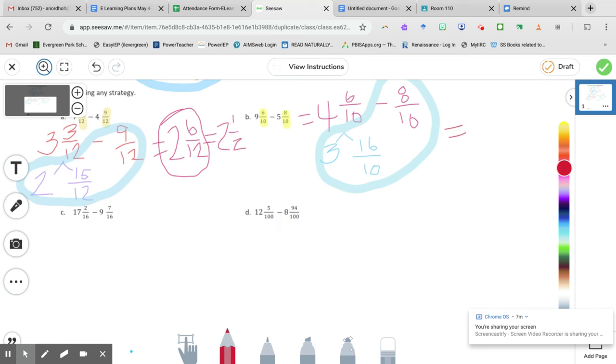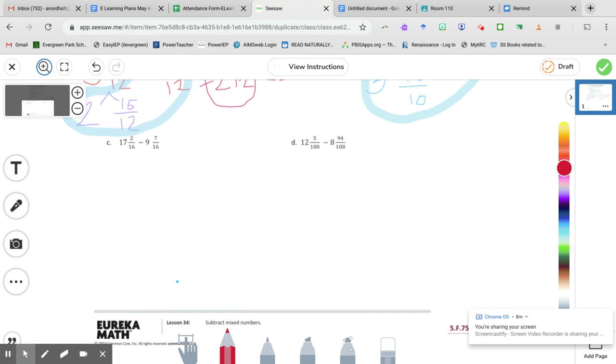So 3 minus no other whole number, we are left with 3. 16/10 minus 8/10, and we get 8/10. So we have 3 and 8/10. And we are almost there, so we have 2 left. So down here on C, 17 and 2/16 minus 9 and 7/16.